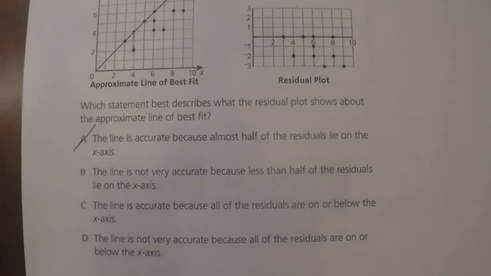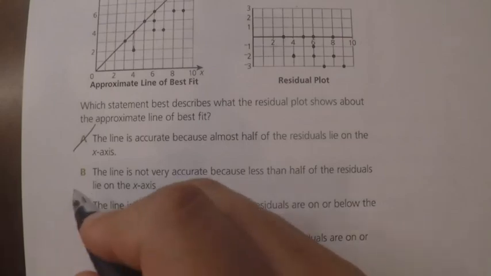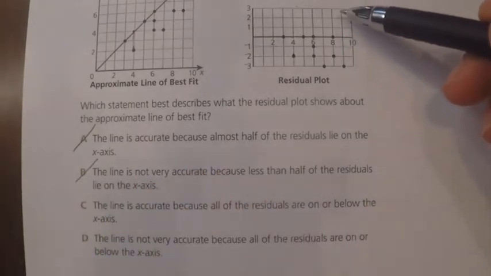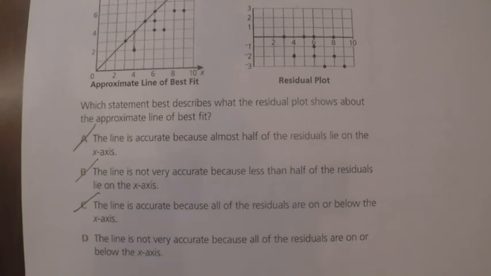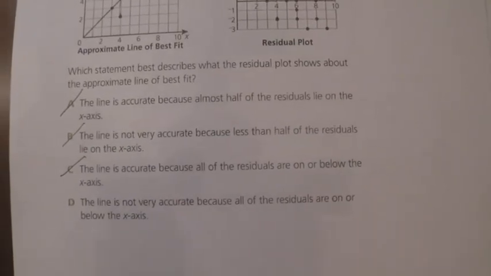B, the line is not very accurate because less than half of the residuals lie on the x-axis. Again, it's not so much that they lie on it, it's that we don't see any above or below, we just see them all below. C, the line is accurate because all of the residuals are on or below the x-axis. No, it would be accurate if they were scattered. Then D, the line is not very accurate because all of the residuals are on or below the axis. And that one here is going to be correct. Right? It's not very accurate because all of them are on it or below it. So again, we want a scattered assortment above and below.